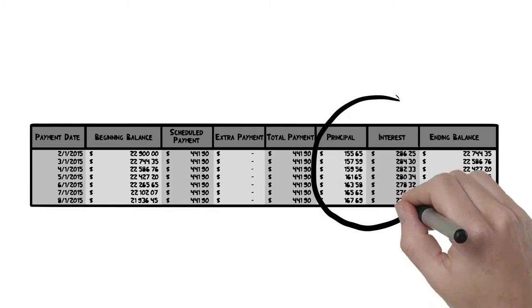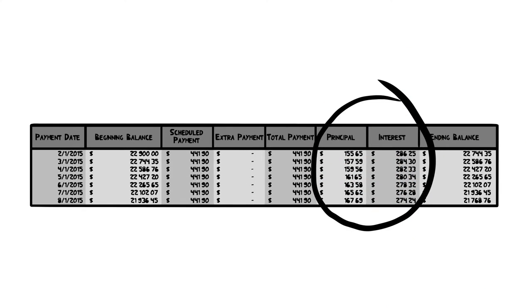Interest is the part of your monthly payment that goes to the finance charge. So part of your payment goes to pay the balance you owe on the house. That's called principal. The other part of your payment goes to the finance company in the form of interest.